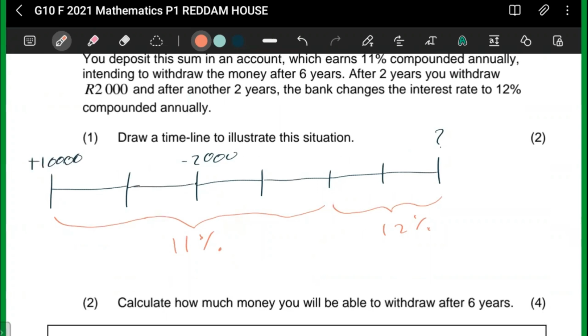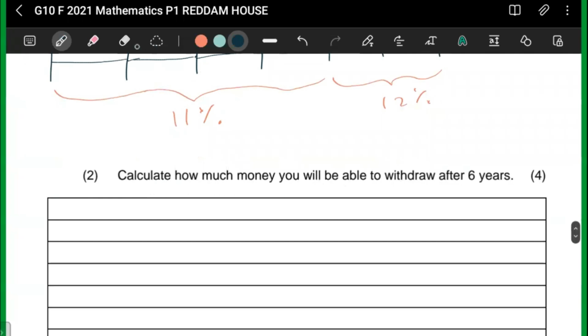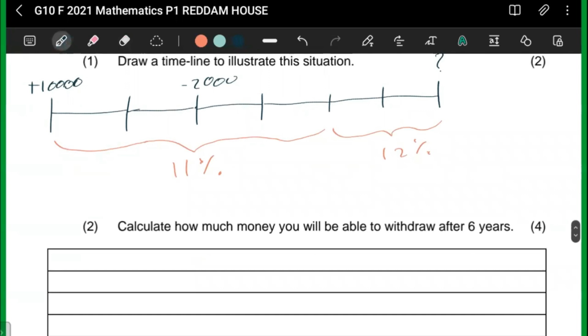So with this timeline, let's see what they're asking. They say it here, calculate how much money you will be able to withdraw after 6 years. A question like this needs you to understand how the compound interest formula works. It says here, A is equal to P, 1 plus i to the power of n. So the idea is you need to be able to use the compound interest formula. The compound interest formula basically states that you're going to throw in a value here. It's going to gain interest over a certain period of time.